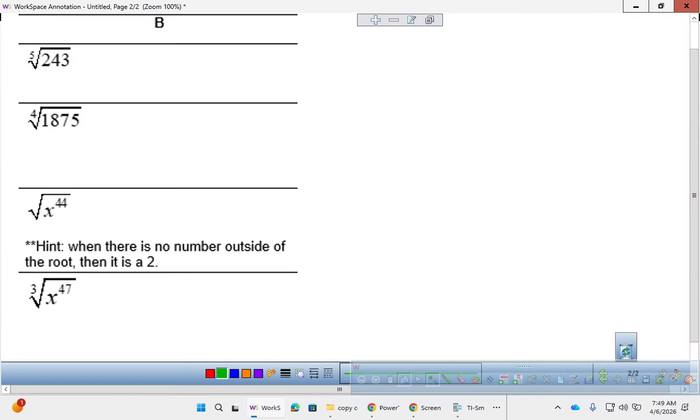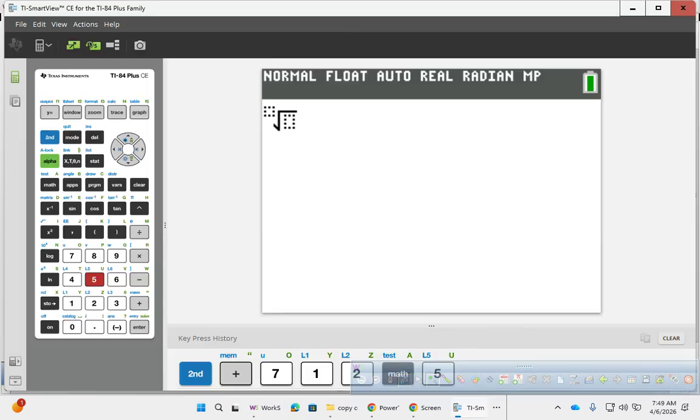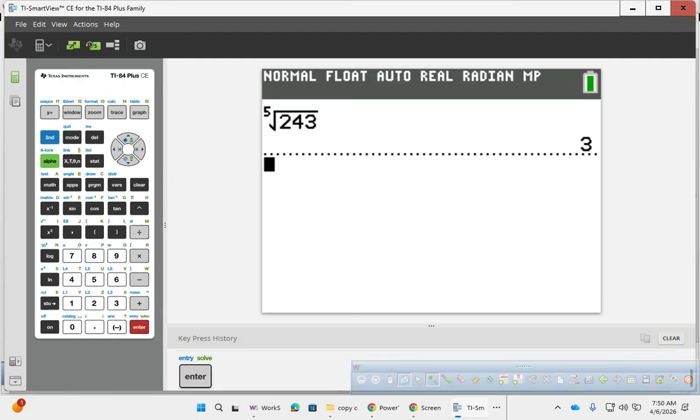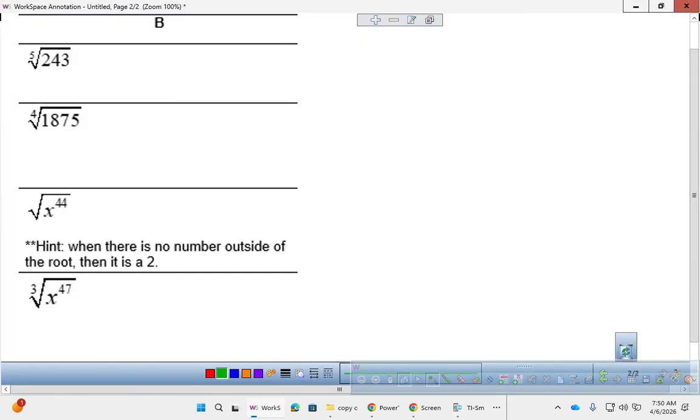For this specific problem, I want that outside number to be a 5 and the inside number to be a 243, right, so that it looks exactly like it does on your paper. And then I'm going to hit enter. If you get a whole number, then that's just your answer. If you get a decimal, you have to keep going. So the fact that this is just a 3 means that the answer to this problem is 3. You don't have to do anything else. Just Math 5. All right, I'm going to do that same thing for the next one.